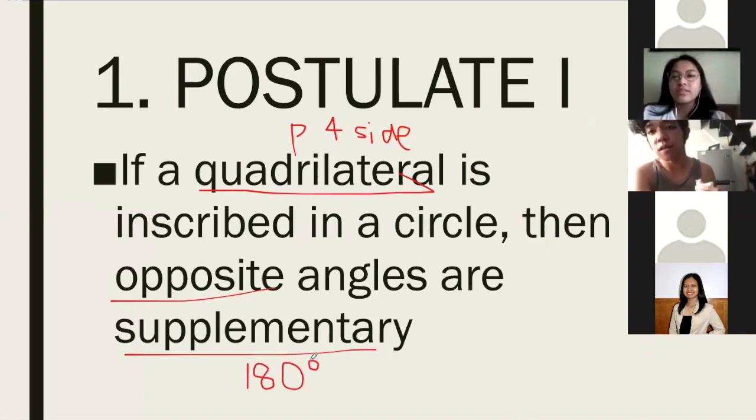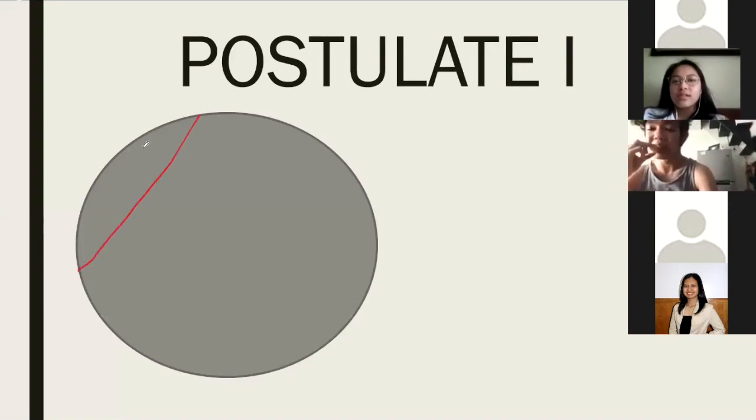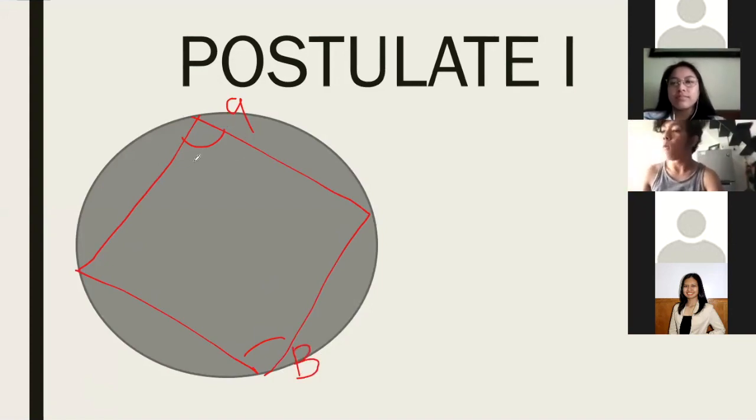So, kunin ko muna notebook ko. Okay. So, a quadrilateral is inscribed in a circle. So, drawing natin yung quadrilateral. Sorry, pangit yung drawing ko. So, opposite angles are equal. So, angle A and angle B, opposite sila sa isa't isa. So, kung yung angle A ay 72 degrees, ano yung angle B?